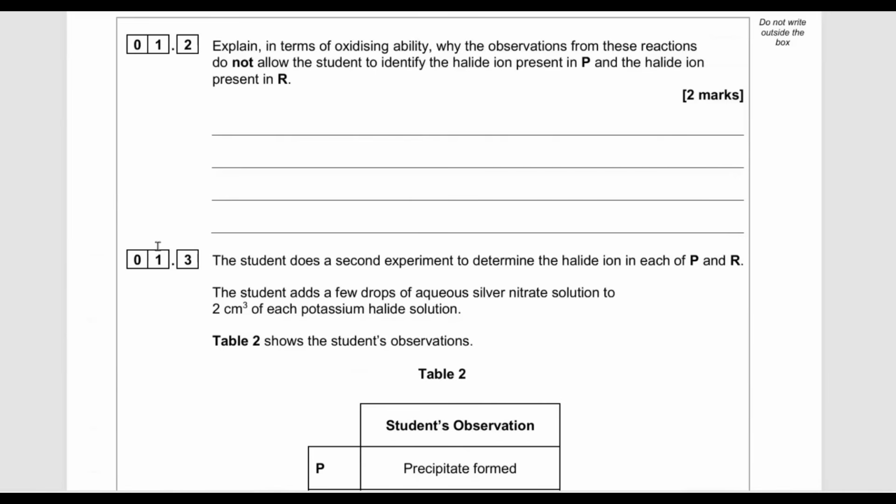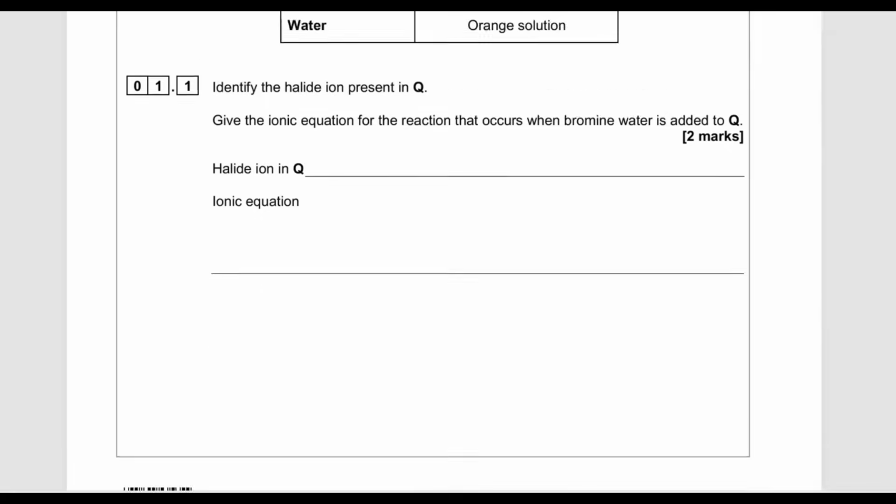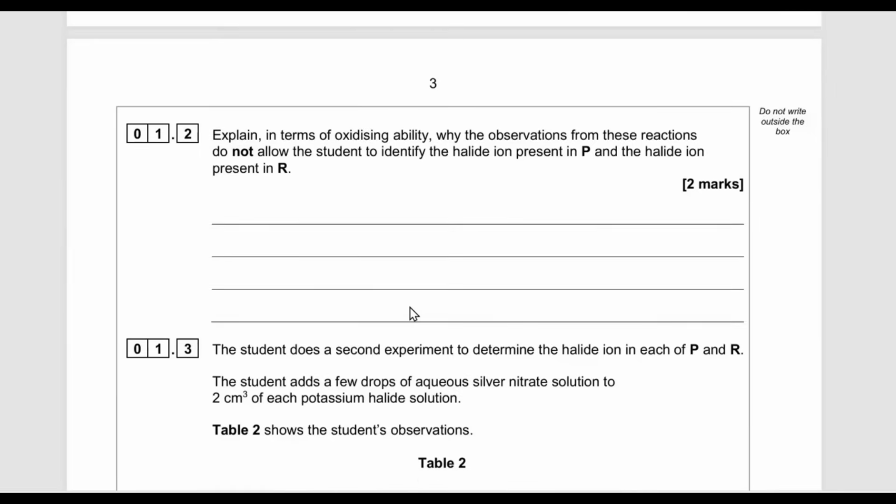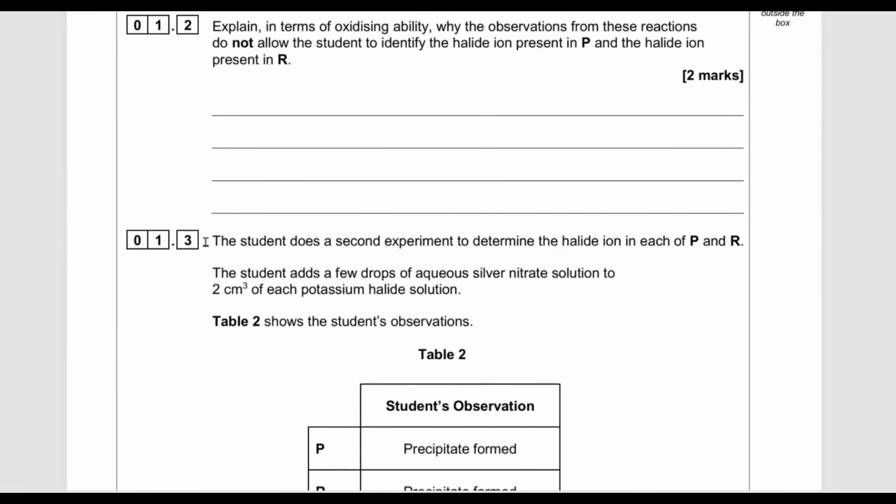Explain in terms of oxidizing ability why the observations from these reactions do not allow the student to identify the halide ion present in P and in R. So did you notice the observation was that it stayed orange? If we flick back up, and we look in the table, we can see that with P and R, the bromine water stayed orange, so there wasn't a color change. So why is it that bromine couldn't react with P and R? Sorry, it reacted with Q, but not P and R. So why is it they can't identify it?